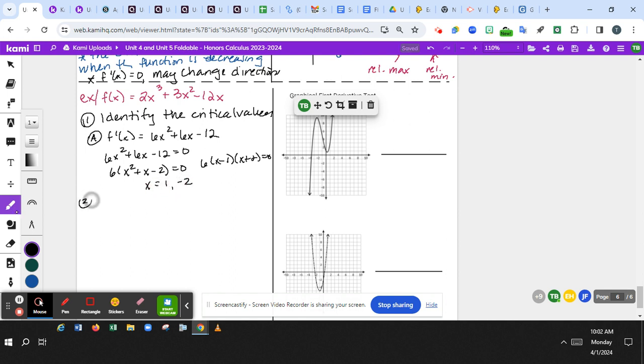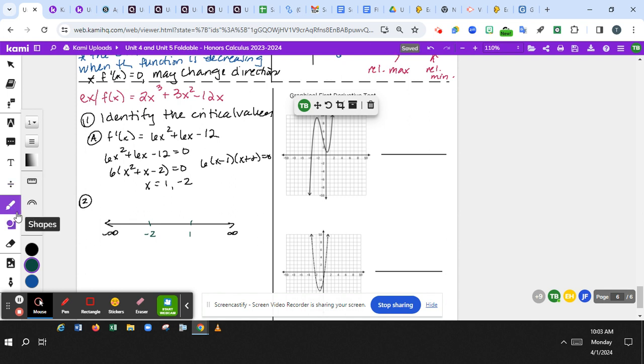Okay. The next thing we're going to do is take those critical values and place them on our number line. Unlike with particle motion, though, our number line goes from negative infinity to infinity because we haven't been defined as anything else, whereas in particle motion, we were often defined as starting at 0 because that's when time started. So I'm going to put my critical values on here in numerical order, negative 2 and 1.